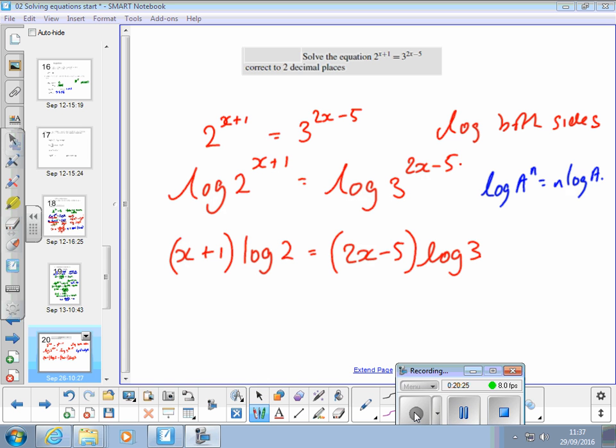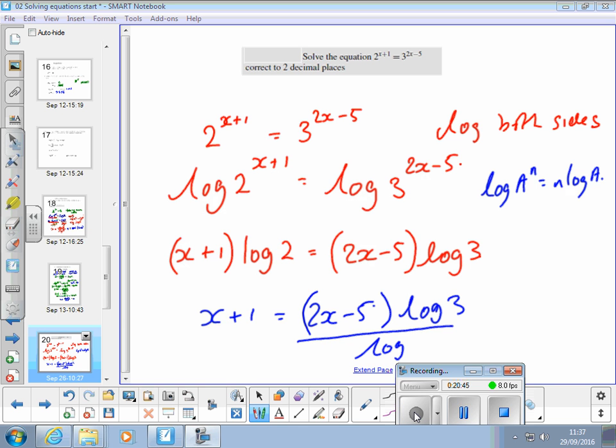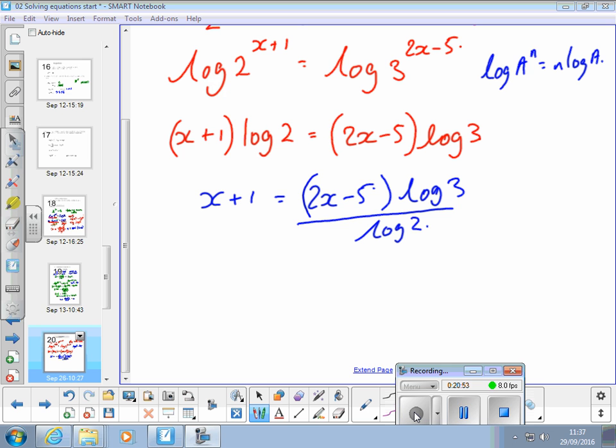What you end up with is x plus 1 is equal to (2x minus 5) in brackets times a log of 3, all over the log of 2. Your next bit. How does that differ from what you've done? So you went along the route of multiplying out the brackets and the logs. Okay, we'll carry on with this direction for a minute.